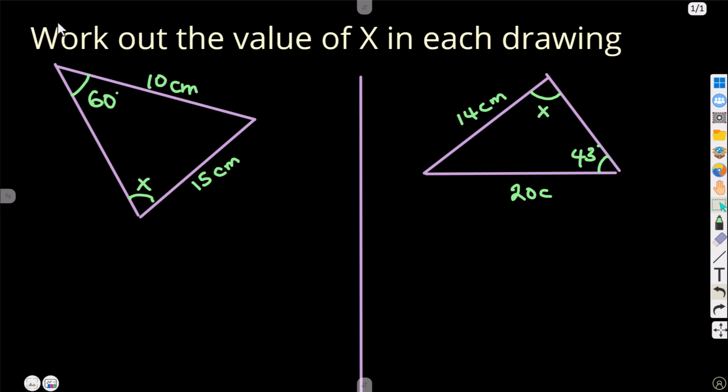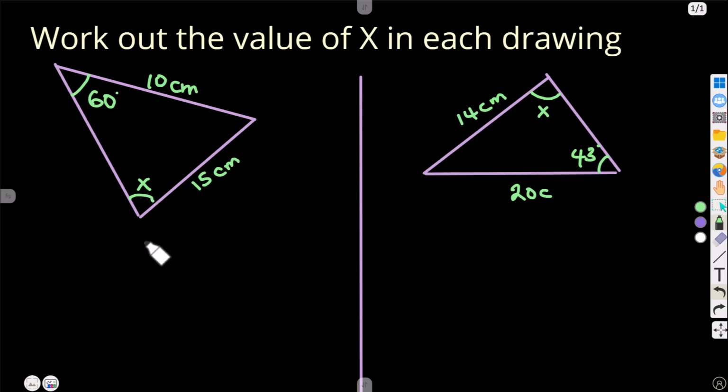Now, welcome to this video on Sine Rule, and today we shall be looking at working out the missing angle. In this question, we have a triangle with an angle 60 with sides 10 and 15, and then of course you have the missing angle x, and you want to work out the angle x.